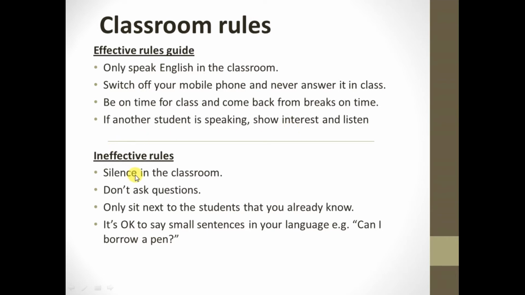For ineffective rules, these are rules that don't make any sense, like silence in the classroom. You cannot control this all the time. As well, it's not healthy to make the whole classroom stay silent all the time. Don't ask questions. Of course, it's ineffective to make students hold their questions. So how can you assess their level and their understanding of the lesson?